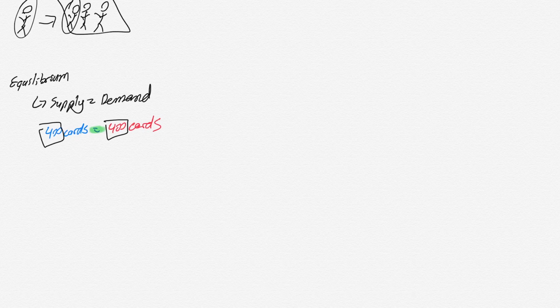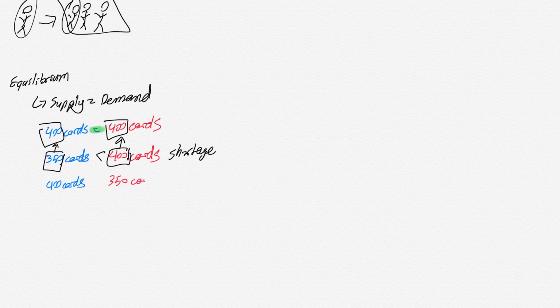Okay, so now if we go to 350 cards and we demand 400 cards, we now have what is called a shortage. And obviously this is not good, because now this demand here is higher than the supply. So now we're going to have to go back, produce more, and slowly, gradually try to reach equilibrium.